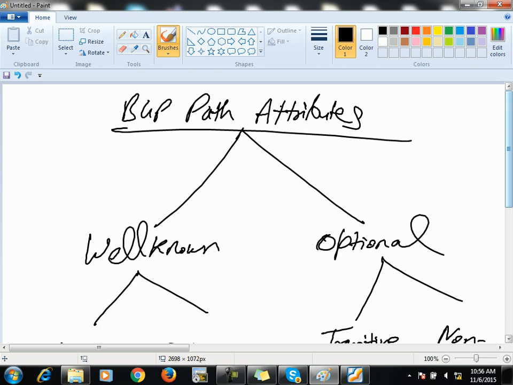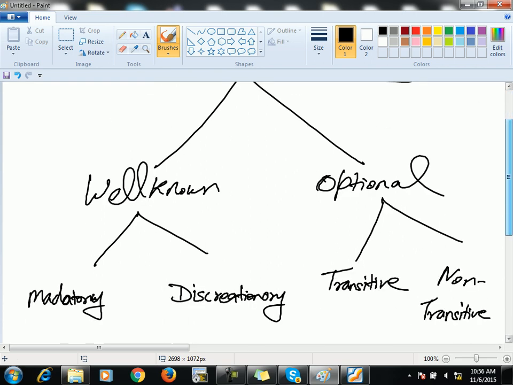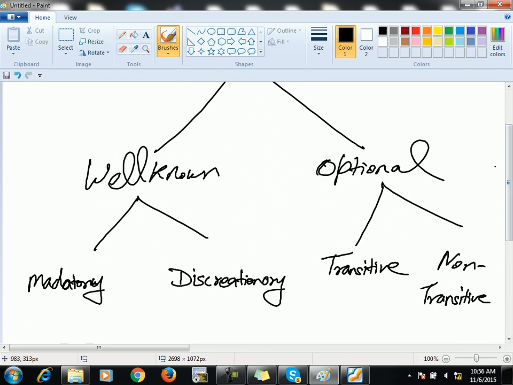These are categorized into two different categories: well known and optional. Well known means, like in BGP, in most of the cases you will be using them. Optional means if you want to use them, then you can use them, but by default BGP is not going to use them. Those attributes will be known as optional attributes.